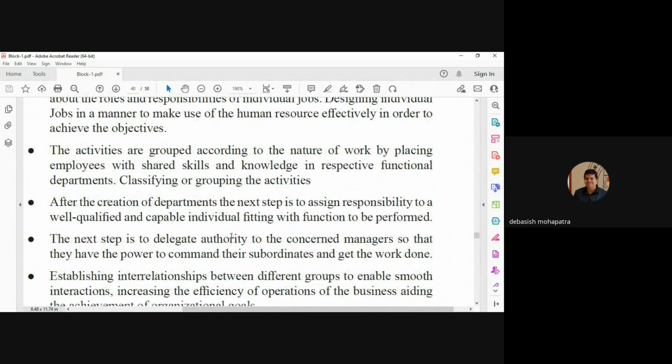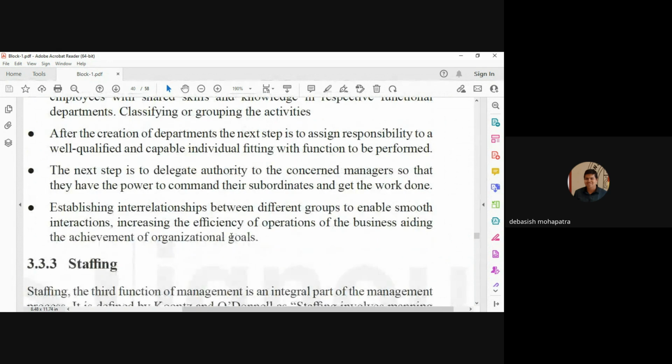The next step is to delegate authority to the concerned manager so that they have the power to command their subordinates and get the work done. Then establishing interrelationship between different groups enables smooth interaction and increases the efficiency of operation of the business, which aids in achieving organizational goals.